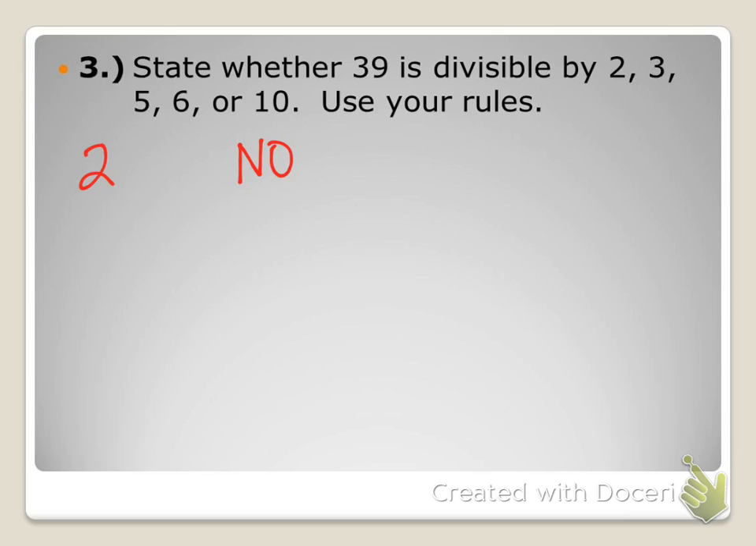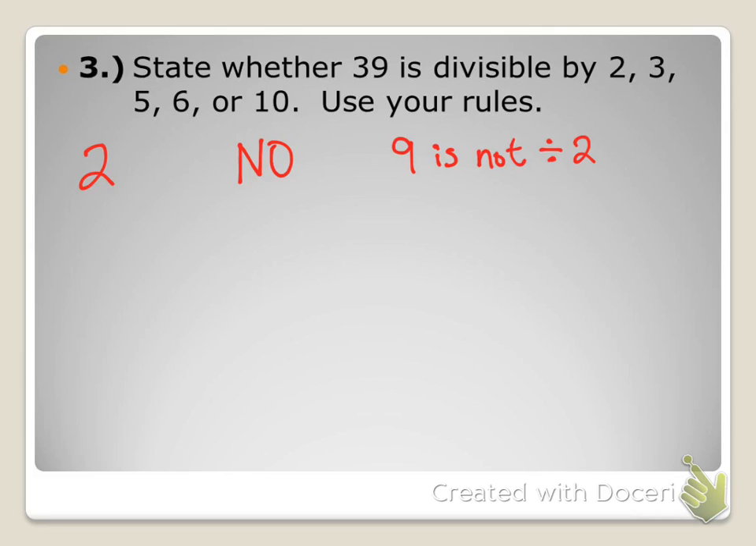Well, what's in the ones digit? A 9. So we could say 9 is not divisible by 2. I'm fine if you use a little division sign for a shortcut there. 9 is not divisible by 2, so it's not going to work.